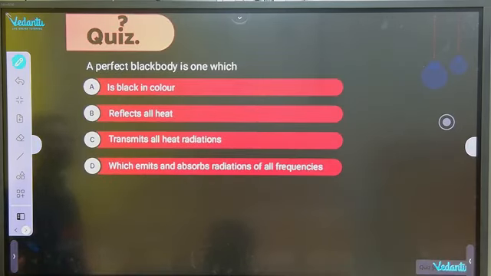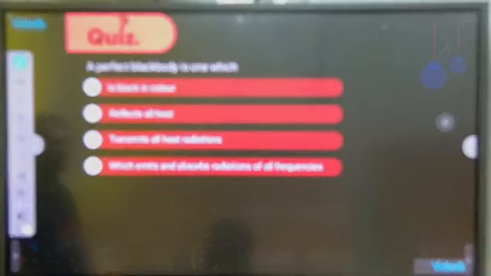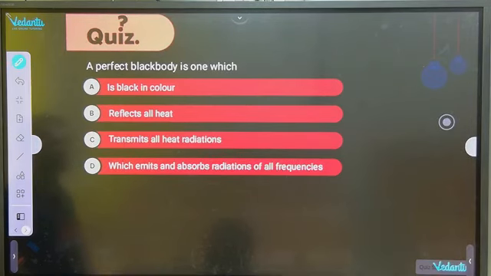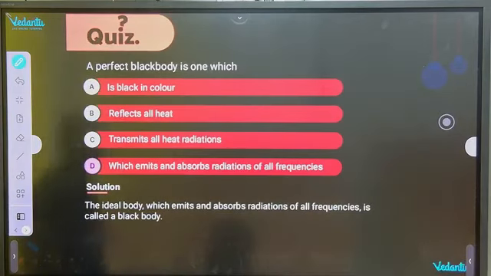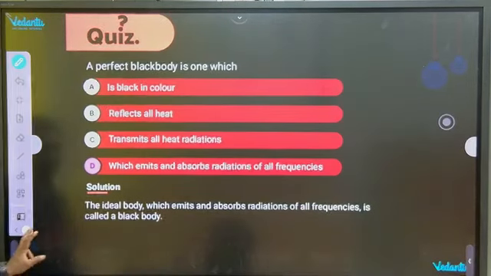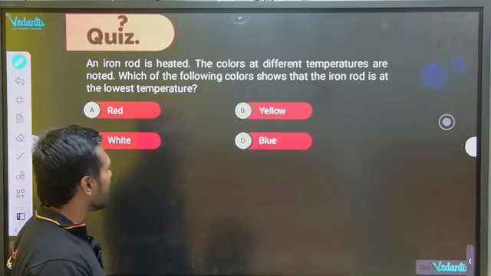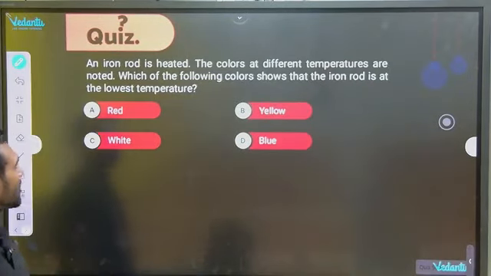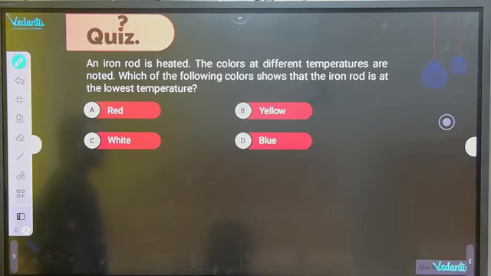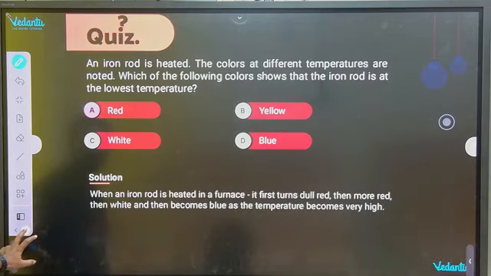You know this one. The perfect black body is one which transmits all heat radiations, which emits and absorbs radiations of all frequencies. Next one. An iron rod is heated, and the colors at different temperatures are noted. Which of the following colors shows that the iron rod is at the lowest temperature? That is dull red. Since dull red is not there, we will take red color here.